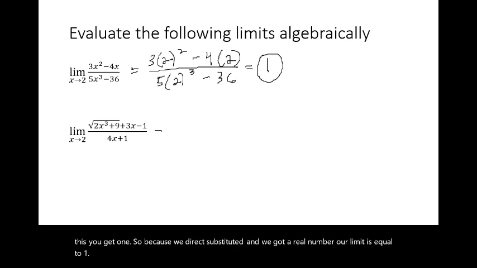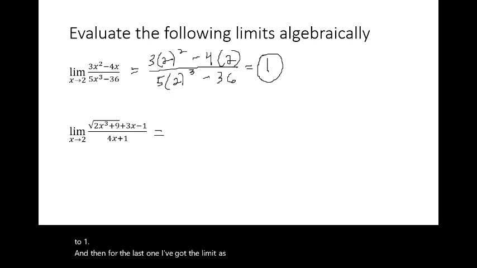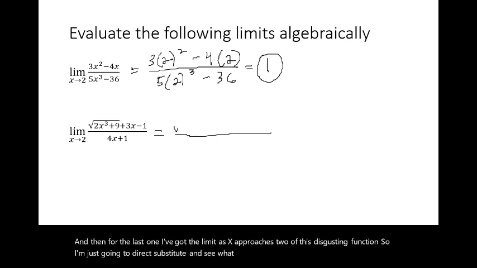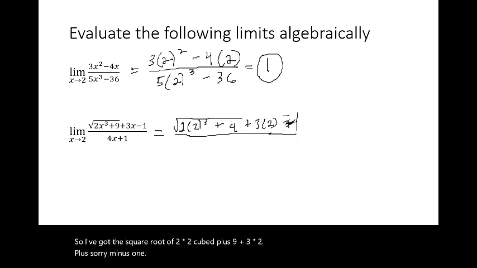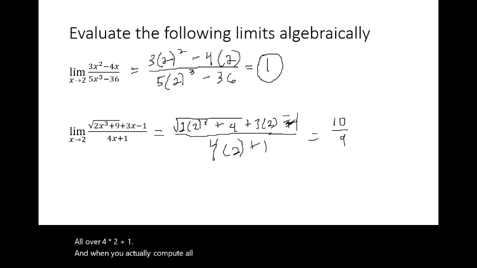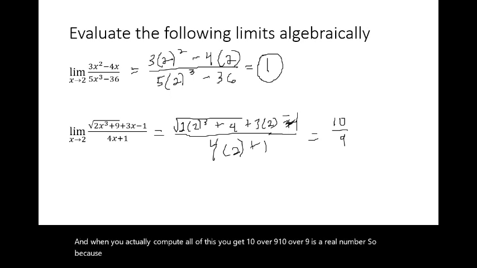And then for the last one, I've got the limit as x approaches 2 of this disgusting function, so I'm just going to direct substitute and see what happens. So I've got the square root of 2 times 2 cubed plus 9 plus 3 times 2 minus 1 all over 4 times 2 plus 1. And when you actually compute all of this, you get 10 over 9. 10 over 9 is a real number. So because we direct substituted and got a real number, our limit is equal to 10 over 9.